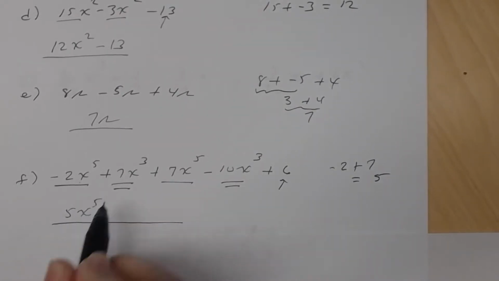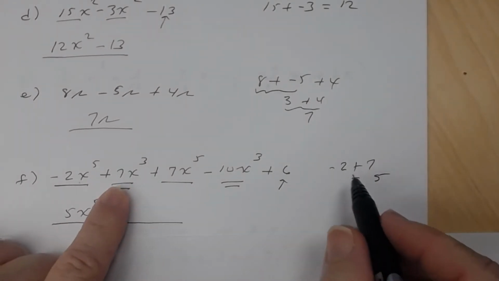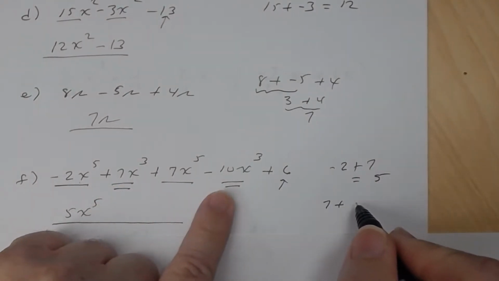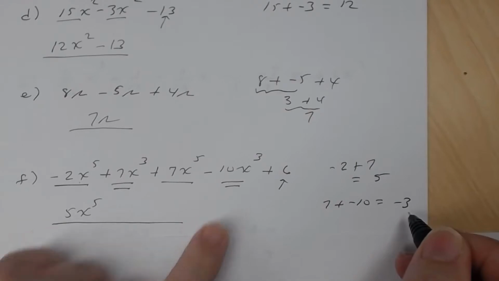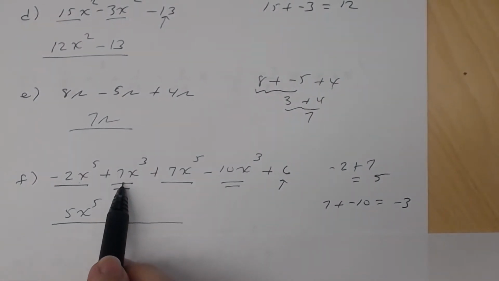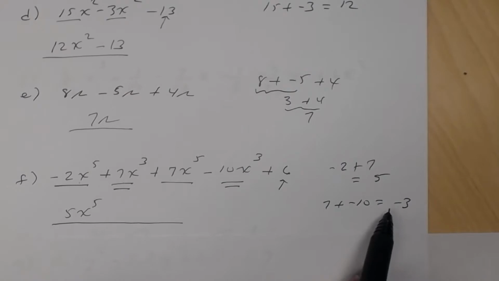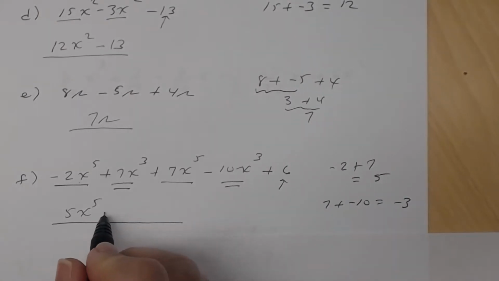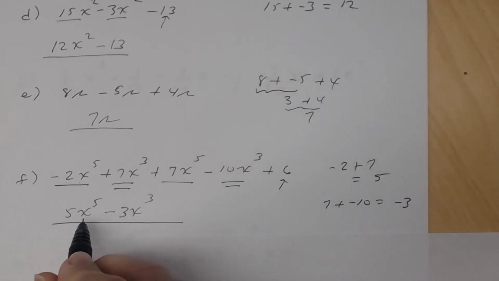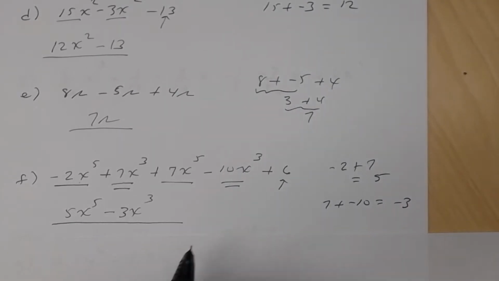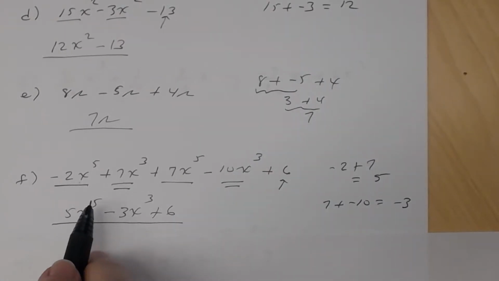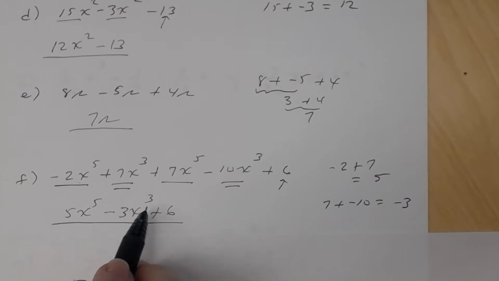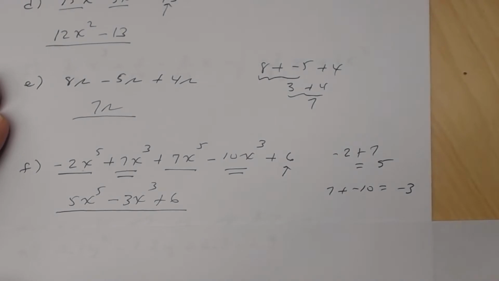All right, now the x cubes. This coefficient is 7, and this coefficient is a negative 10. 7 and negative 10 is a negative 3. So what that means is that 7x cubed and a negative 10x cubed is a negative 3x cubed. Okay, but remember, we tend to write it as 5x to the 5th minus 3x cubed. And then the only thing we have left is this constant, so just say plus 6. So there's your answer, descending order. This degree is 5, this degree is 3, this degree is 0. Always write your constant term last.